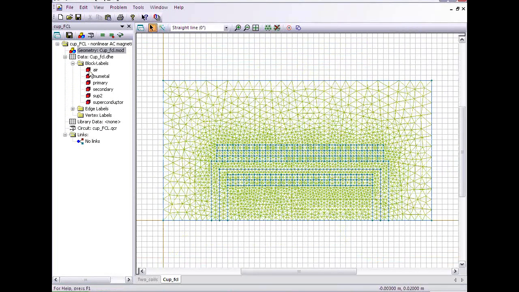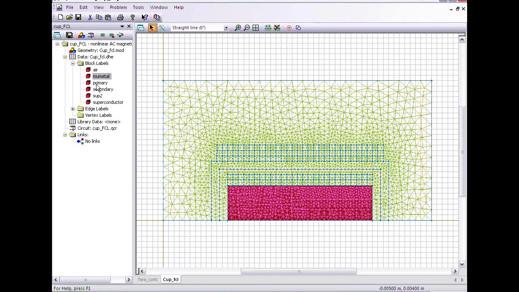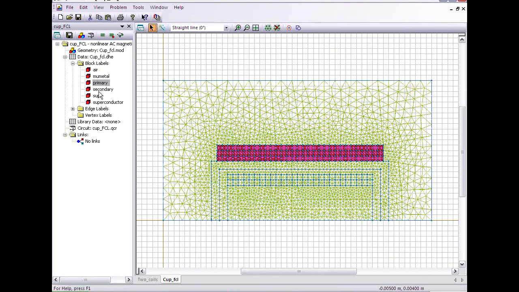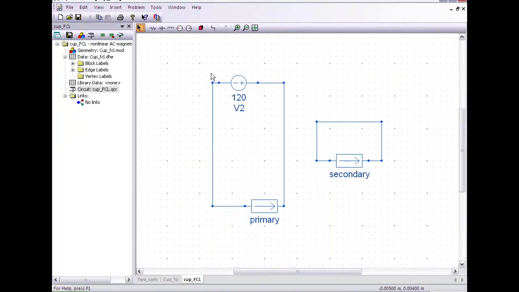It's our model file. This is the air region. So this is rotational symmetry about the axis here, axis symmetry. This is the air region. Now we have a ferrite component here. This is a primary winding. As well, we have the secondary winding here. Okay. And the coupled electric circuit, we have 120 volt excitation on the primary. This is the secondary circuit that is surrounding the ferrite core in this case.